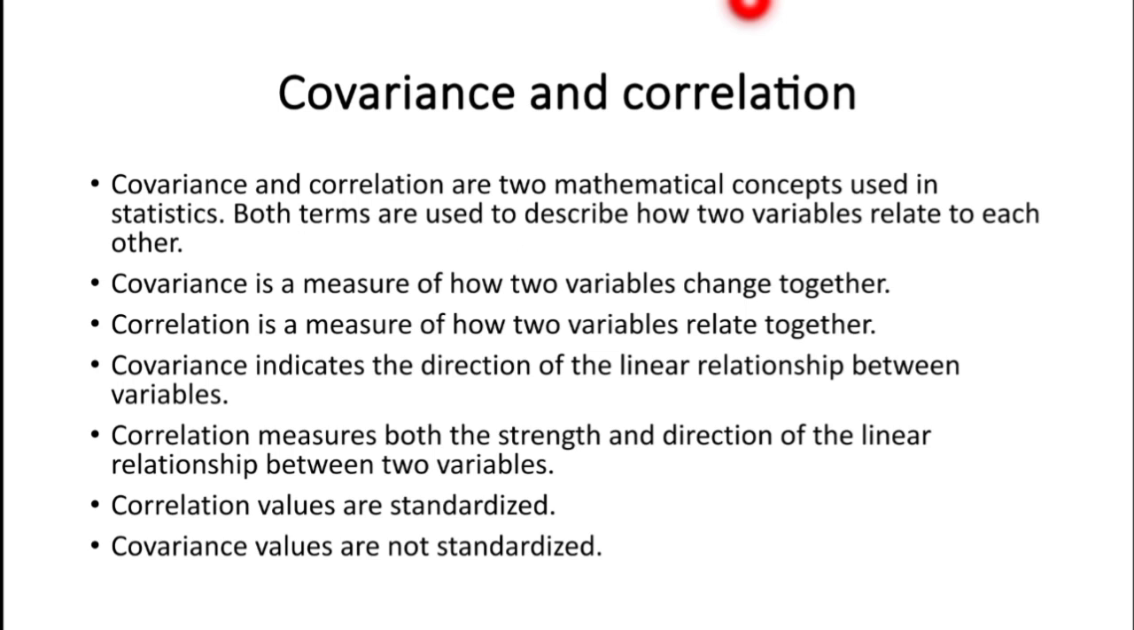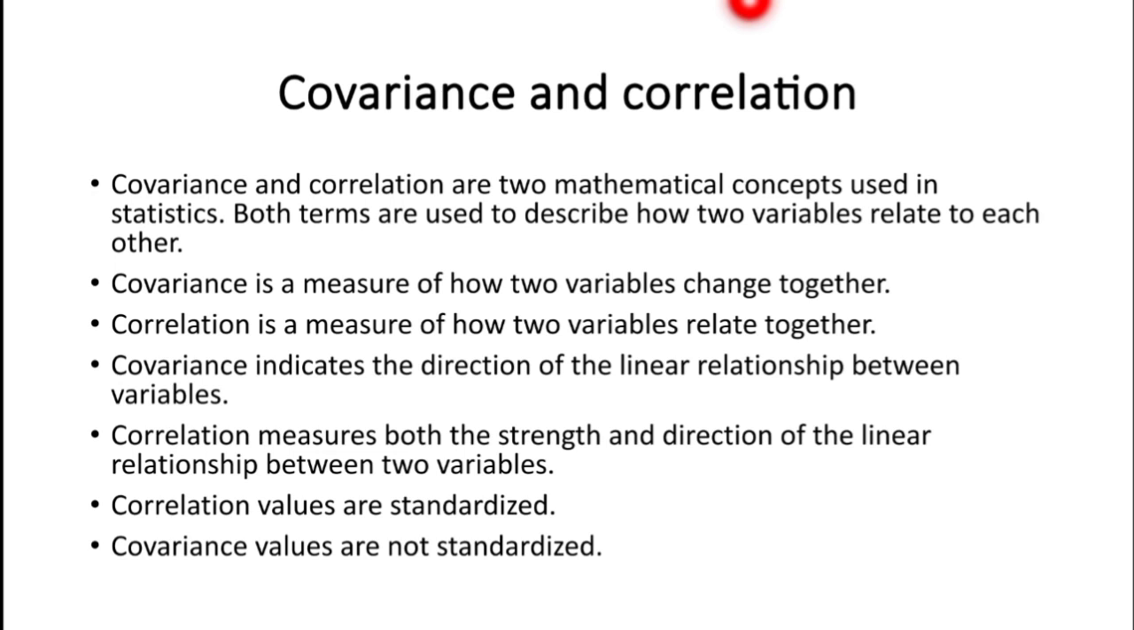So covariance and correlation, both of them are going to describe any two variables, that is, how much they are related to each other. So for example, covariance is a measure of how two variables change together. That means covariance tells about how two variables are different to each other.